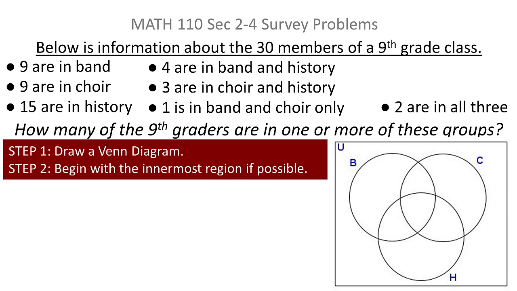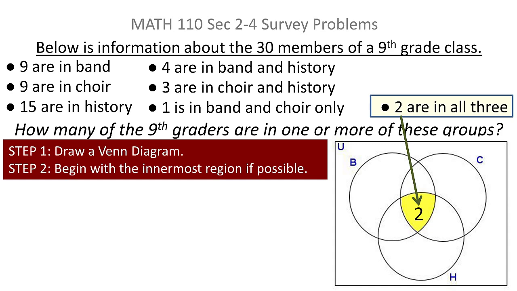Then I want to start, again, as with the two-circle problems, with the innermost region if I possibly can. Those are the students that are in all three. They're in band and in choir and in history. And as the problem tells us, there are two of those students. So I put 2 in that overlapping region for all three circles. So you want to start on the innermost region if you possibly can. If you don't know that, you'll have to put an X in for it or something. But if you do, that's what you want in there.